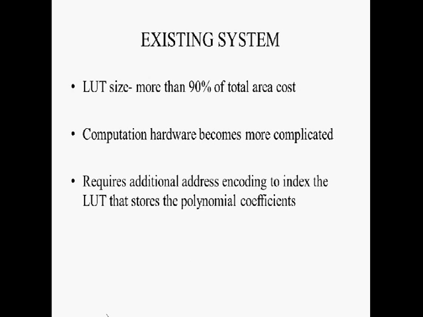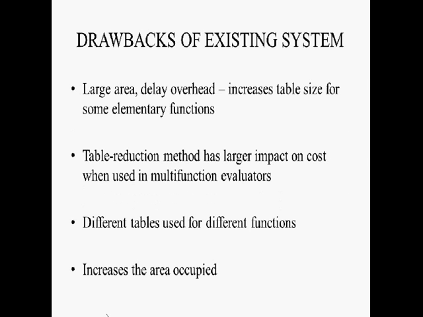The existing system of my project is that LUT size can be reduced to approximately 90% of total area cost. Computation hardware becomes more complicated. It requires additional address encoding to index the LUT that stores the polynomial coefficients. The drawbacks of the existing system are that it requires large area, delay overhead, and increased table size for some elementary functions. The table reduction method has a larger impact on cost when used in multifunction evaluators. Different tables can be used for different functions. It increases the area occupied.